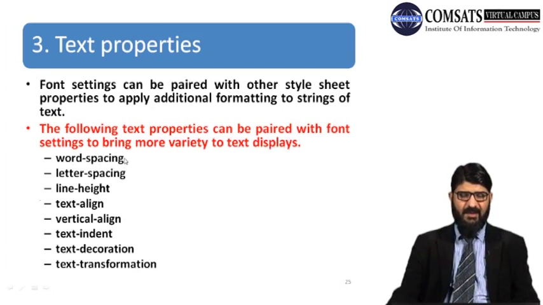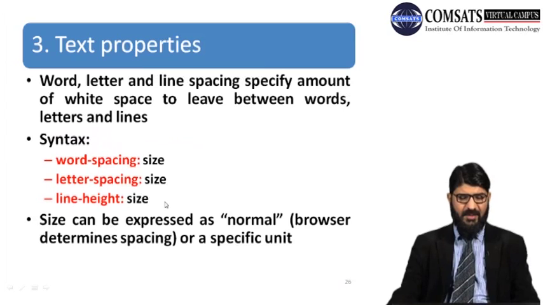Word spacing, the spacing created between the words. Letter spacing, the spacing created between the letters. And line height of particular word or letters in line. And then the alignment of the text. And then vertical alignment. And then the movement of the text from particular position. And then text decoration. And then text transformation and position. Let's see the text properties one by one.